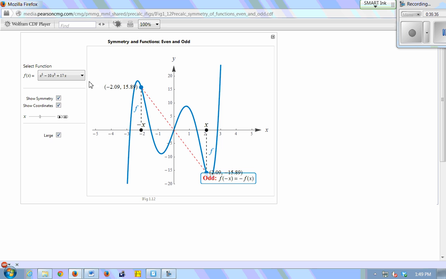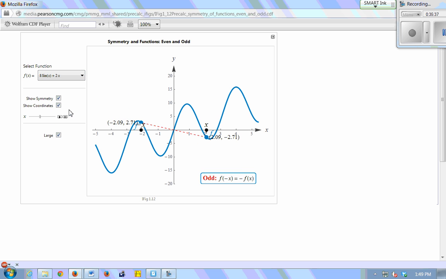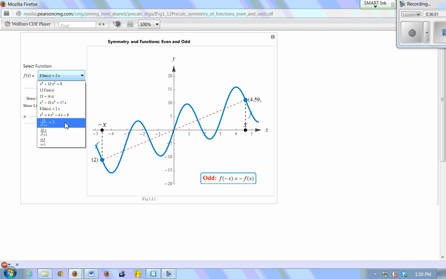So this is a special kind of function called odd. Is this guy odd? Yep. As I move the x's, I keep getting opposite y's. And it has a special kind of symmetry called origin symmetry. If I were to fold this graph twice, once over the x-axis and again over the y-axis, it would lay on top of itself, right? So it's called origin symmetry.